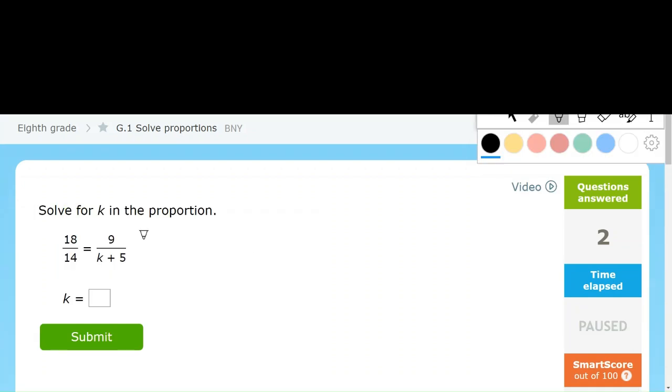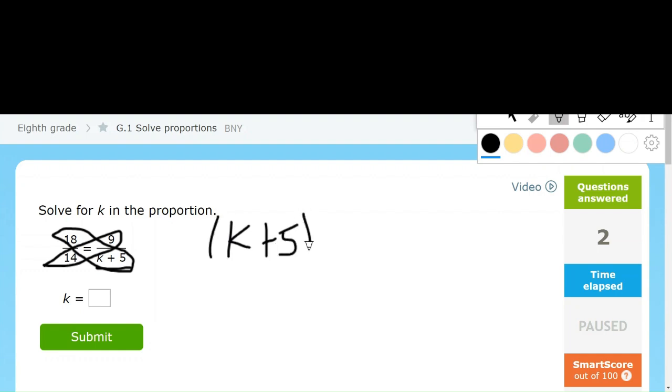Here's another problem. Again, we know this is a proportion because we have a fraction to our left and to our right, separated with an equal sign in between. Now, you might notice instead of a simple k, we have k plus 5. But that doesn't change how we solve for the variable in this proportion. So again, we're going to draw our cross here and multiply everything out. We have k plus 5, the entire thing, multiplied by 18 is equal to 14 times 9.